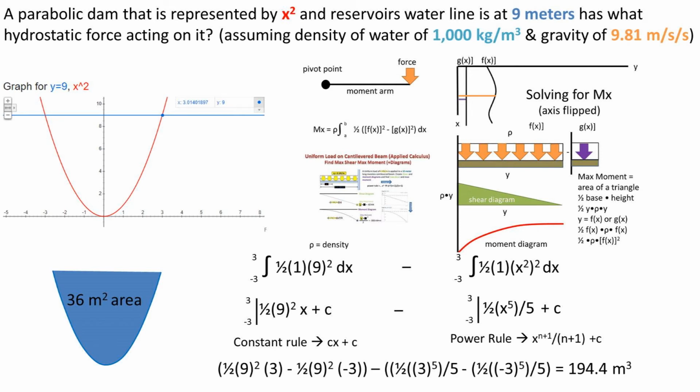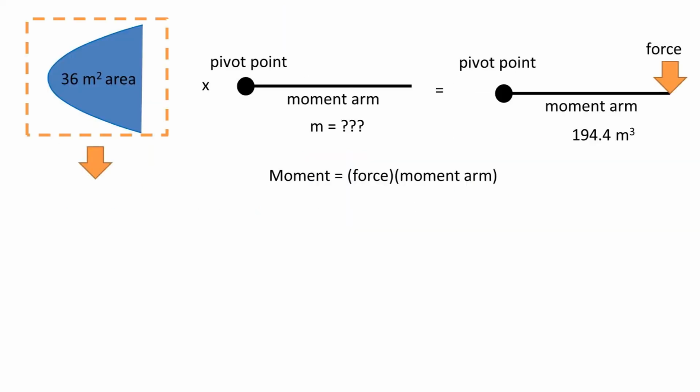Plugging in our limit values, we get a moment of 194.4, which is going to be in the goofy units of meters cubed because we used a density of 1. Really, you can think in terms of the meters squared area of the dam is the force times the moment arm, which we are trying to solve for, which will be the point at which the average pressure is acting on the dam, is equal to the moment, which we just found in the previous step, which is 194.4 meters cubed. Really, it's meters squared times meters.